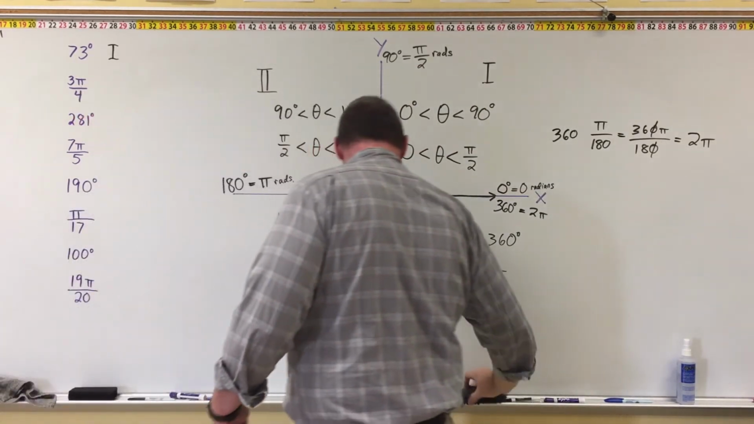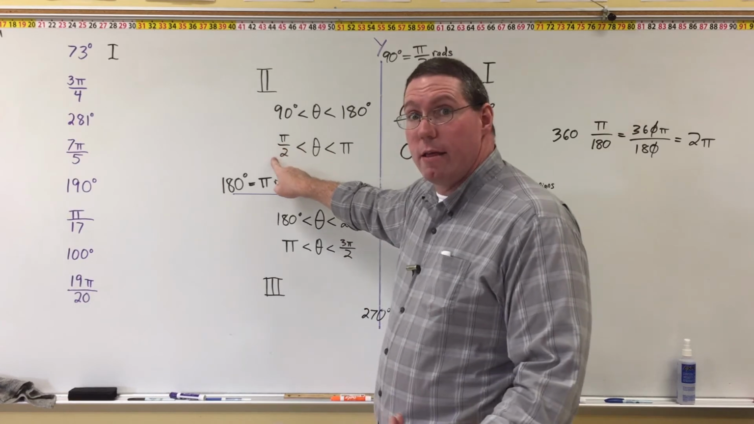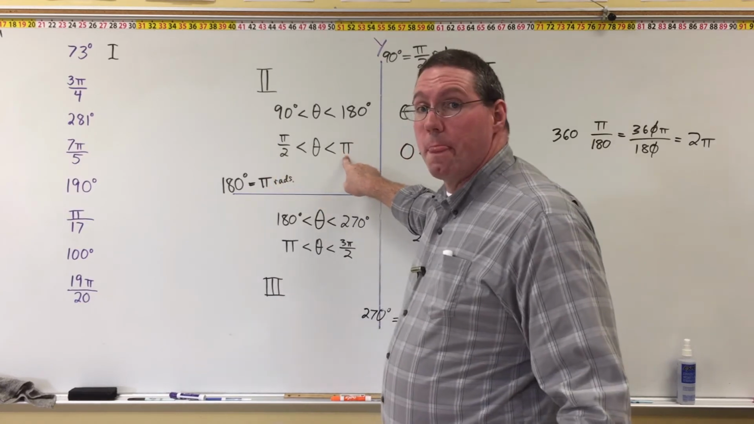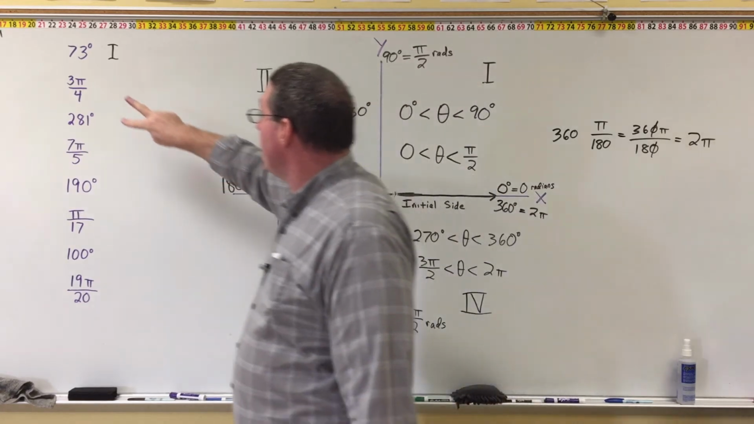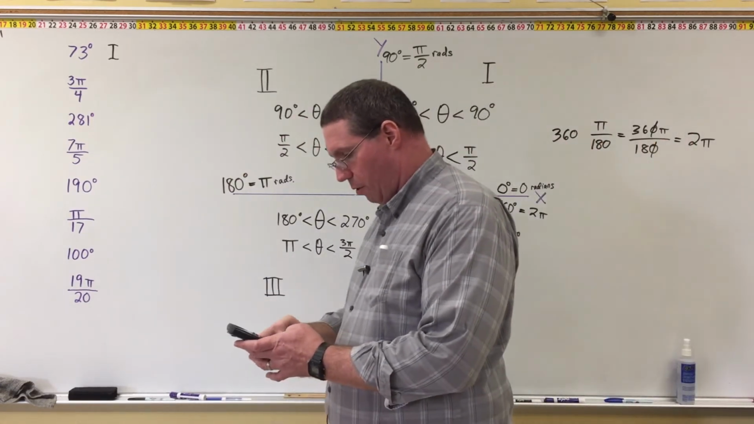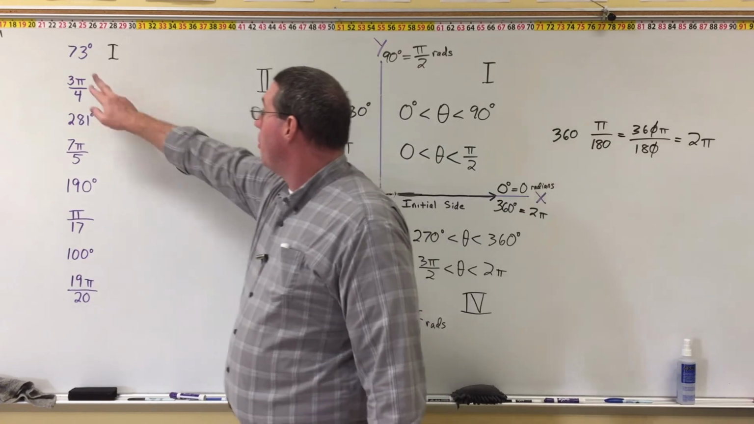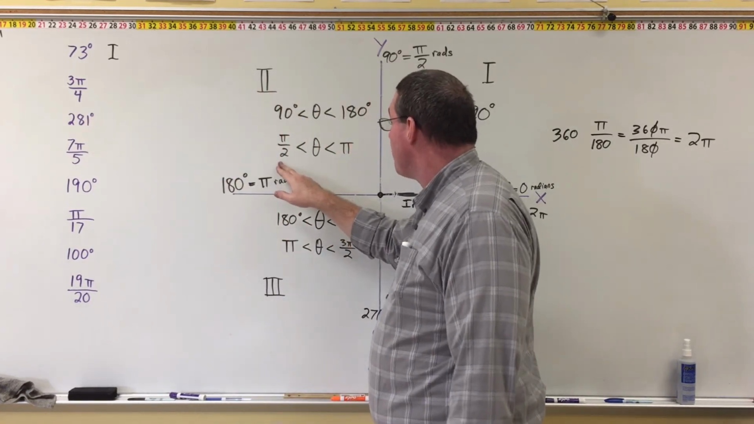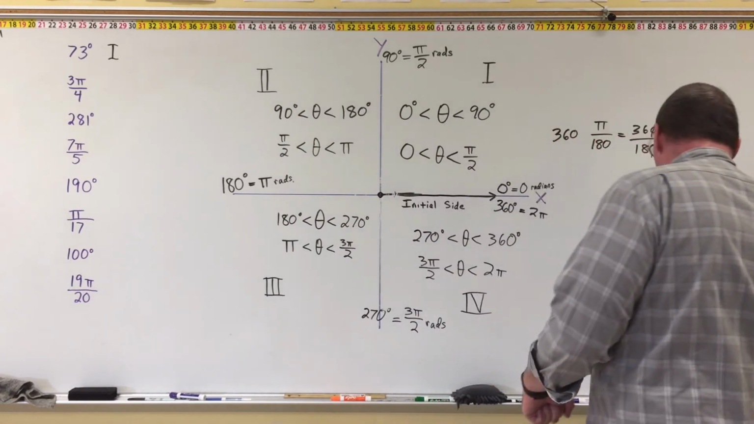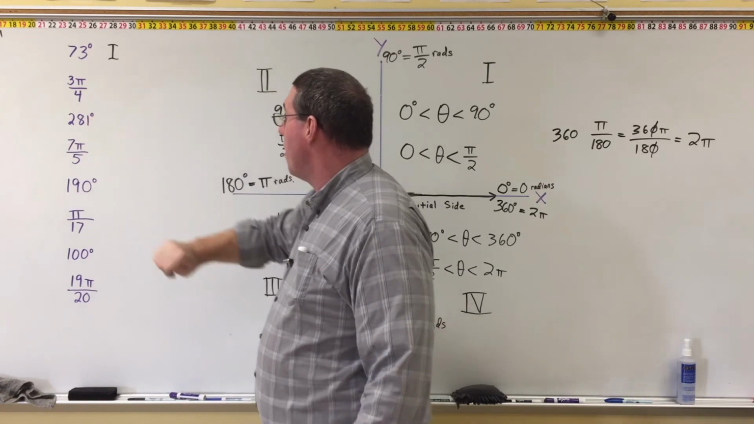Another way is to use a calculator. Pi over 2 is about 1.5 something, and pi is 3.141592. If we key 3 pi over 4 into a calculator, 3 pi, enter, divided by 4, you get 2.356. And 2.356 is between 1.5 something and 3.14 something, so again, you know that it's in quadrant 2. Eventually, you're going to understand what this 3 pi over 4 is. You'll start to get used to what a lot of these numbers are, okay?